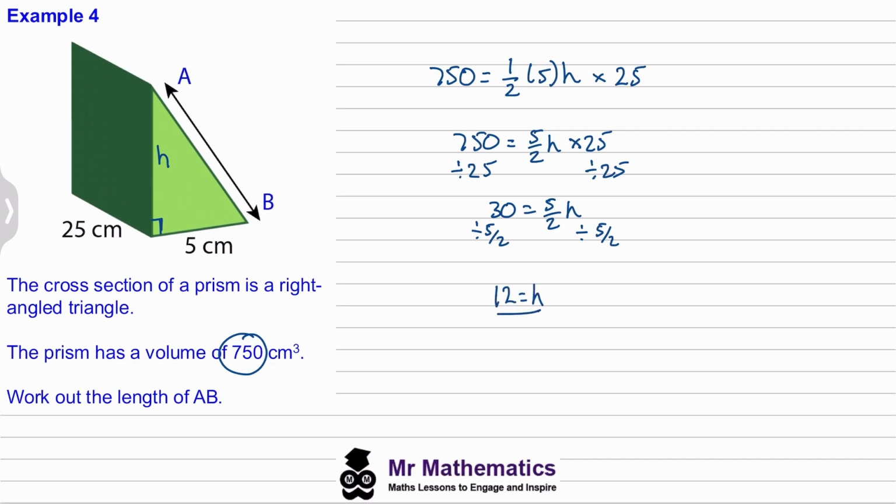So now we've got our right angle triangle. We know the base is 5 and the height is 12. We can use Pythagoras' theorem to work out the hypotenuse. Got a right angle here. This will be the square root of the 5 squared plus the 12 squared. So this will be the square root of 169. A to B will be 13 centimeters.